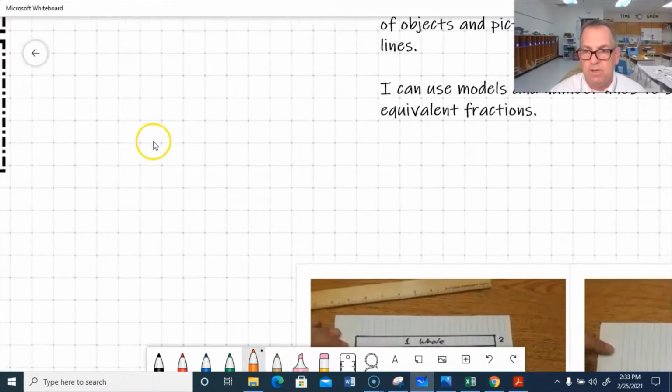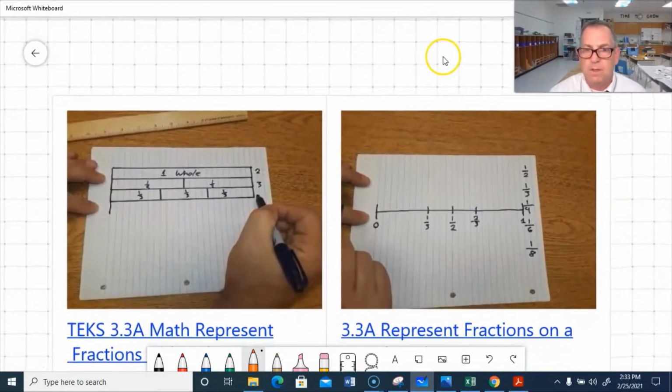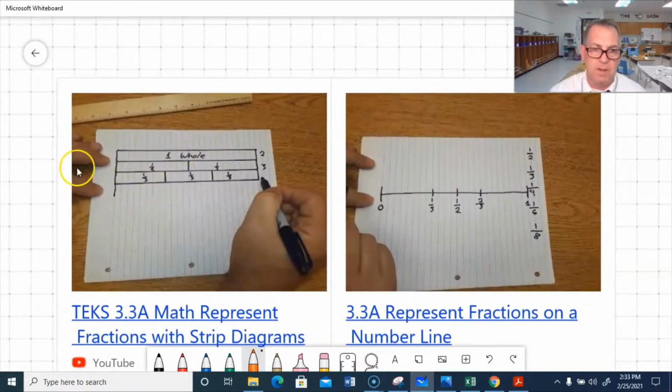We've got a few videos. We've seen these videos before, but just a little reminder on how to do this skill. And basically, we're going to be making a strip diagram that we're going to use to compare fractions. We used it to represent fractions earlier in the year. And we're going to use a number line to compare fractions, just like we did towards the beginning of the year. So let's get ready and watch that video.